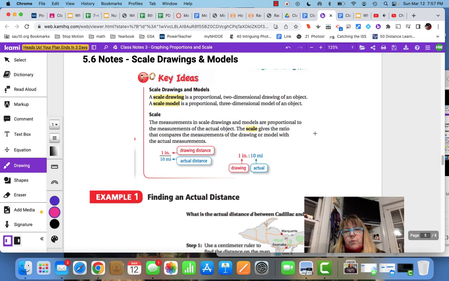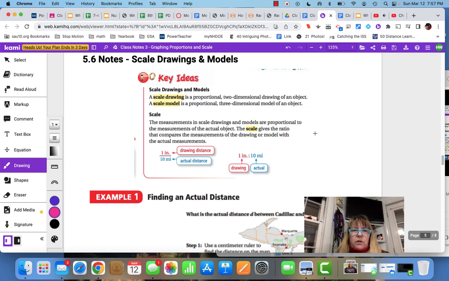By now you should have watched Brenna and, I believe, Mr. Whitney talking about how we use scale drawings and models, both in model trains and in architecture.